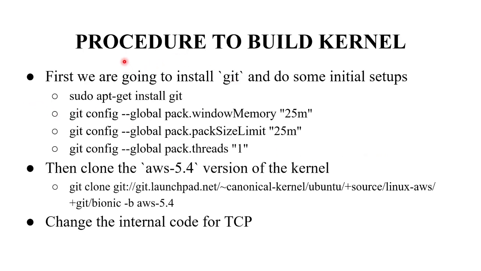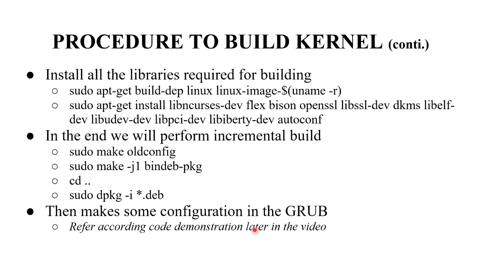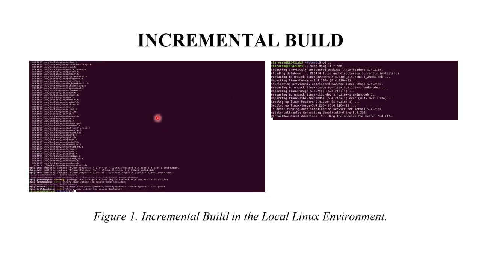So this is the procedure of building the kernel. First we are going to install git and do some initial setup. After that we'll clone the version 5.4 kernel from GitHub and then do some internal code changes which I'll explain, and later on Vikram will explain in more clarity. Then we will install some libraries for building the kernel. After that we will do an incremental build of the custom kernel and then some grub modification.